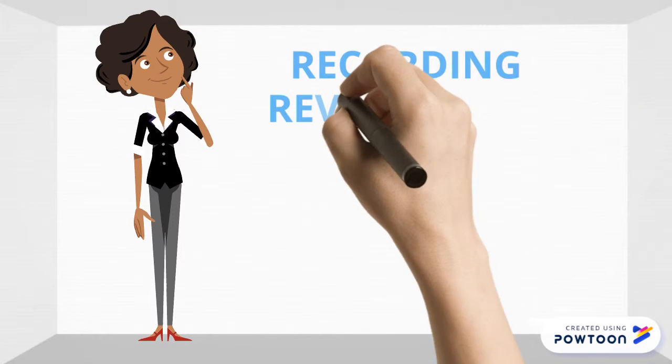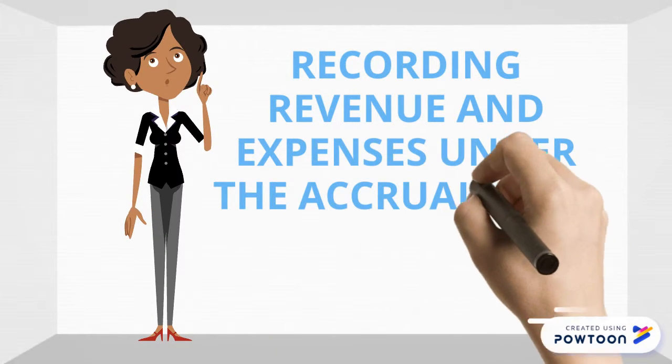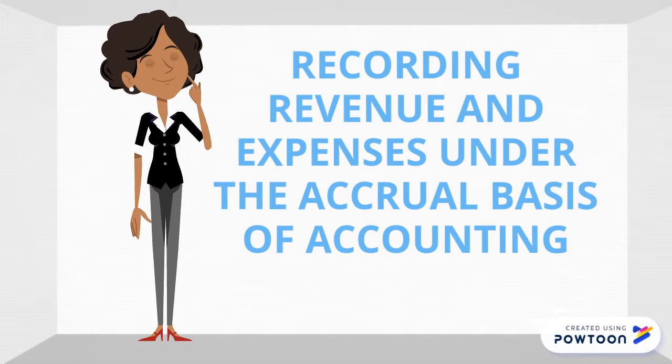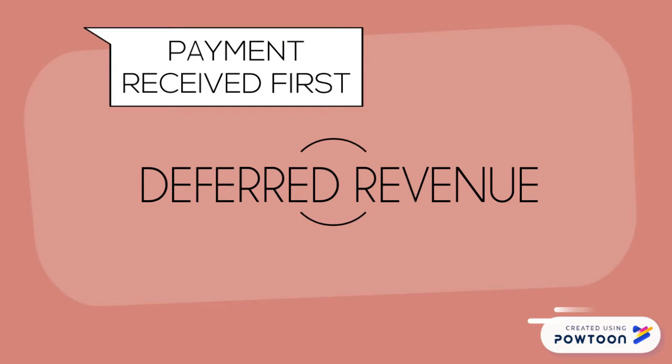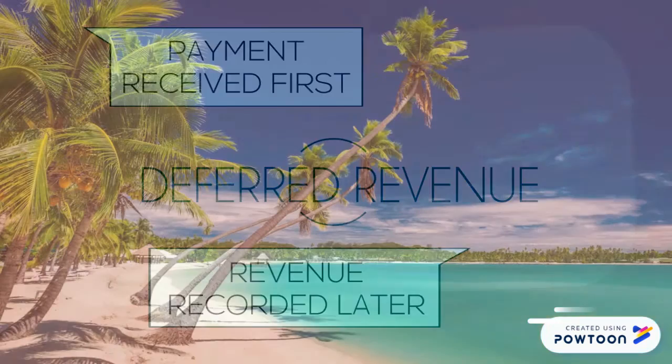Now that we know we use the accrual basis of accounting, assuming the accounting period ends at the end of the month, let's look at examples to see how to record revenue and expenses. Our first example will focus on deferred revenue, otherwise known as unearned revenue. This is when a company receives a payment from a customer for future goods or services. The payment is received and recorded as a liability, as the revenue is yet to be earned.